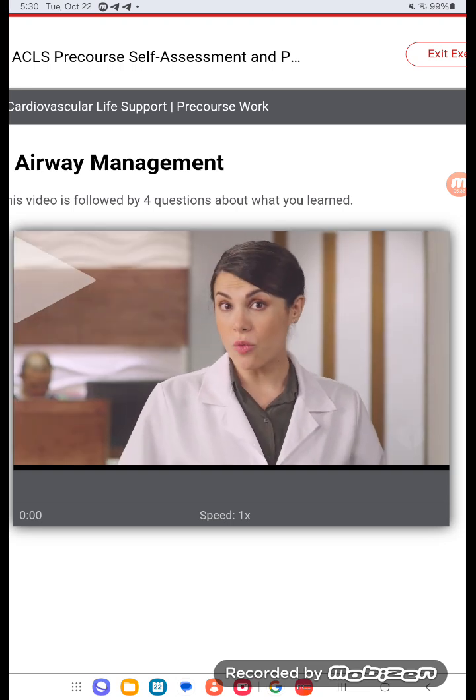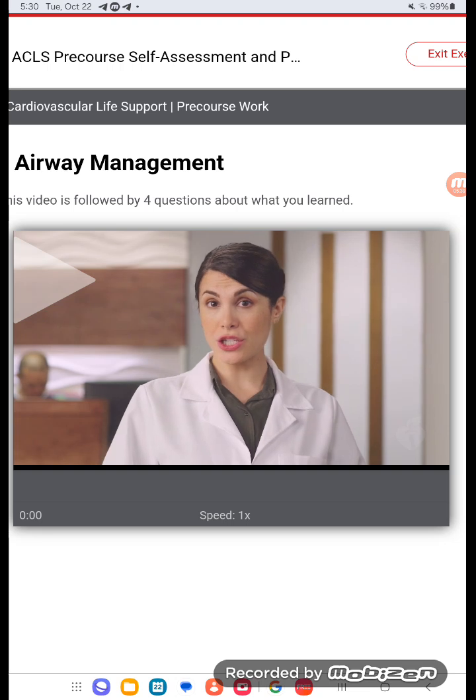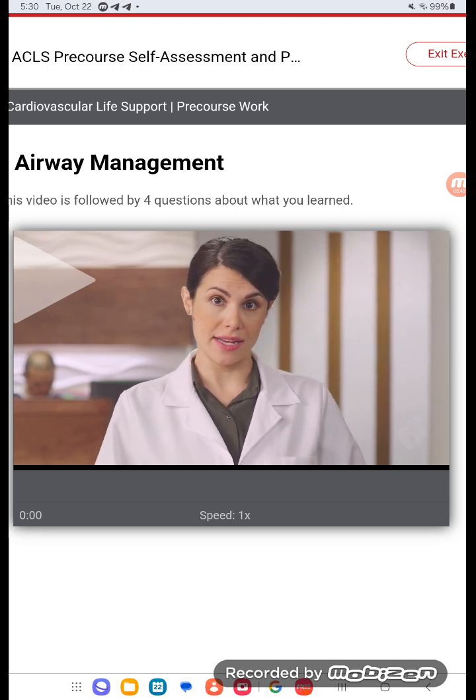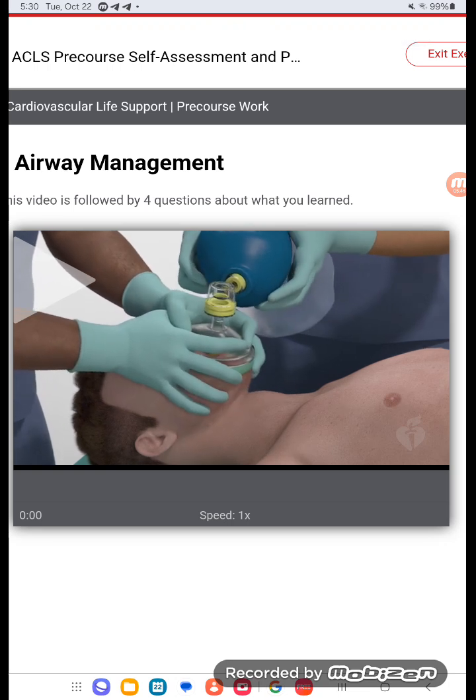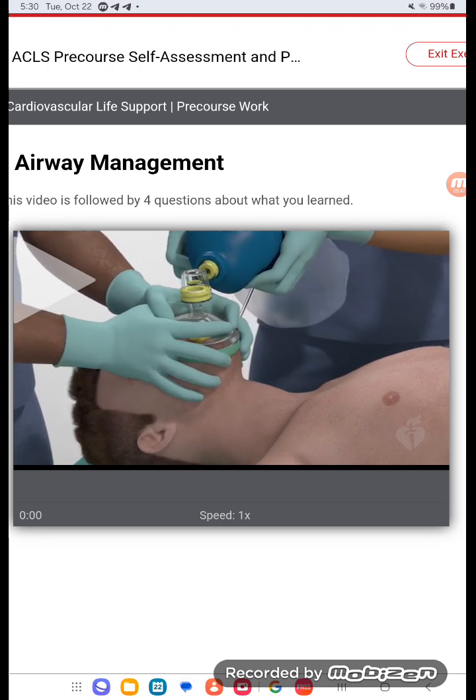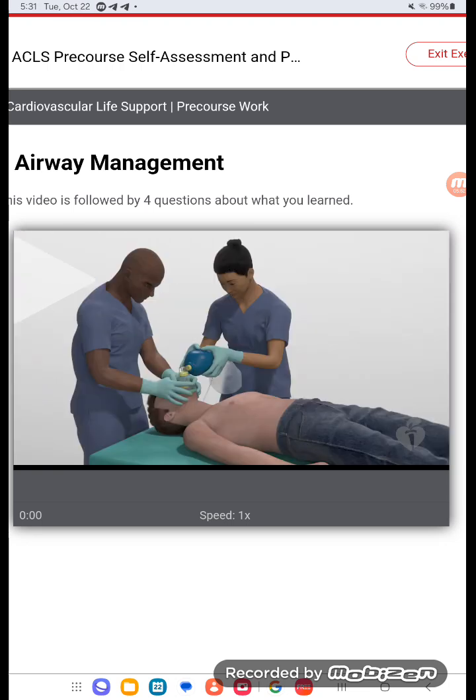The most effective way to deliver bag mask ventilation is to use the 2-person technique. The first provider focuses on keeping the airway open and securing the mask, while the second provider delivers ventilation with the bag. The first provider uses both hands to seal the mask to the patient's face and lift the jaw.